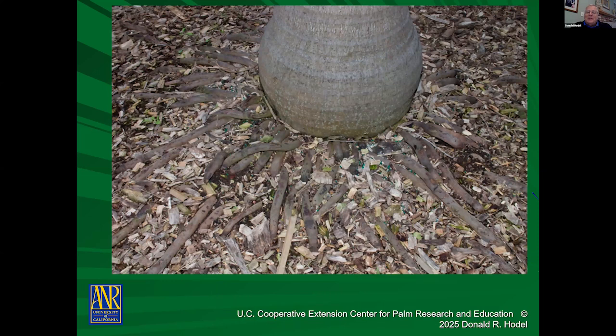Palm roots are produced at the base of the trunk, and this is the base of a king palm, and you see all the primary roots coming out from the base. This is what enables us to transplant palms easily with a small root ball, because during the growing season, they're always producing new roots from the base.